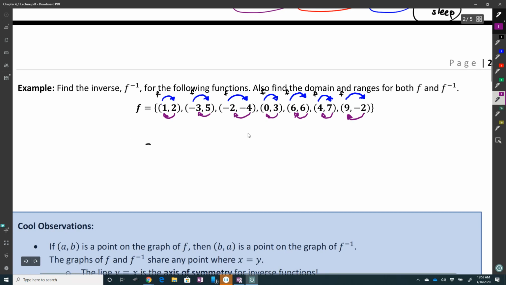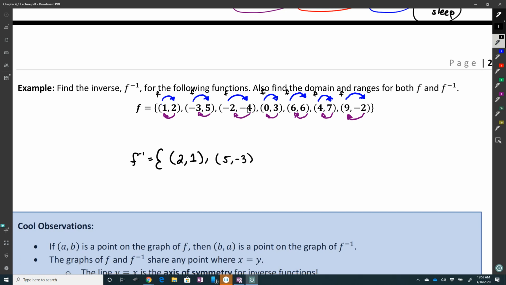Okay? So when I write my inverse, I have to look at where I'm starting. The first point starts at 2 and it goes to 1. So the y value goes to the x value. So I'm going to put 2, 1. The next point goes from 5 to negative 3. The next point goes from negative 2 to negative 4.